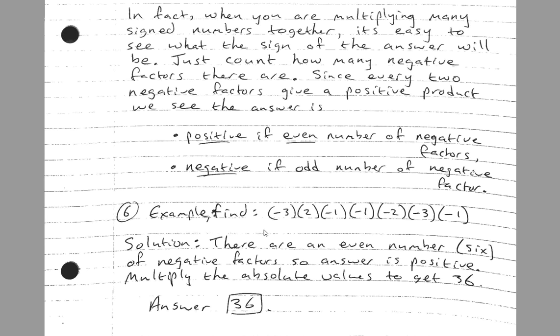This last example. Multiply these signed numbers together. So we have 7 numbers here, but how many are negative? 1, 2, 3, 4, 5, 6. We have 6 negative factors. 6 is an even number, so the answer has to be positive. And if you multiply the absolute values, 3 times 2 is 6, times 1 is 6, times 1 is 6, times 2 is 12, times 3 is 36, times 1 is 36. So the answer is positive 36.